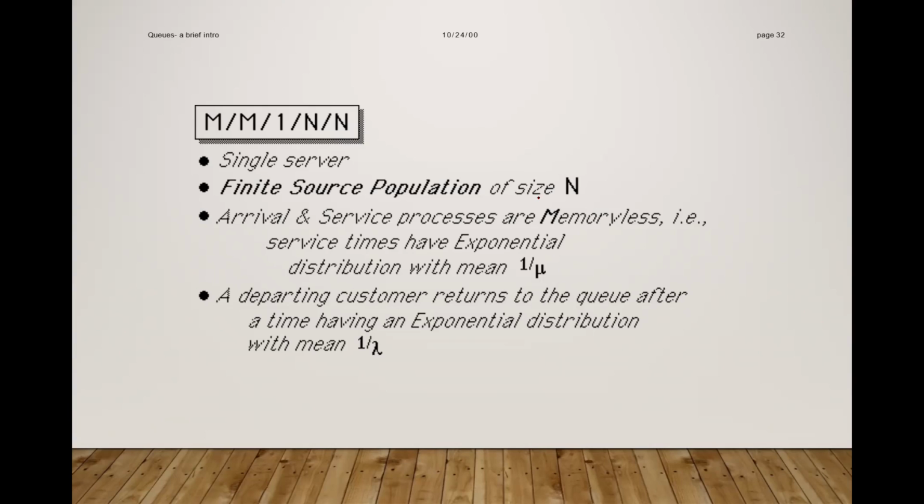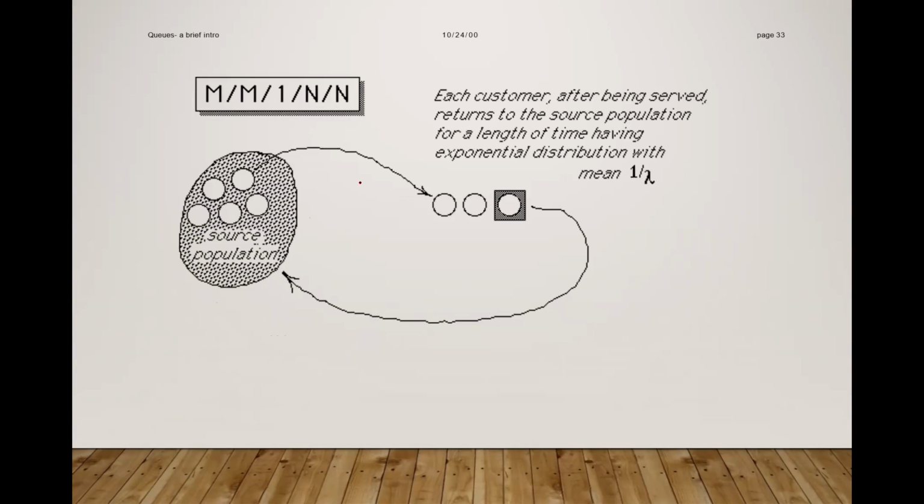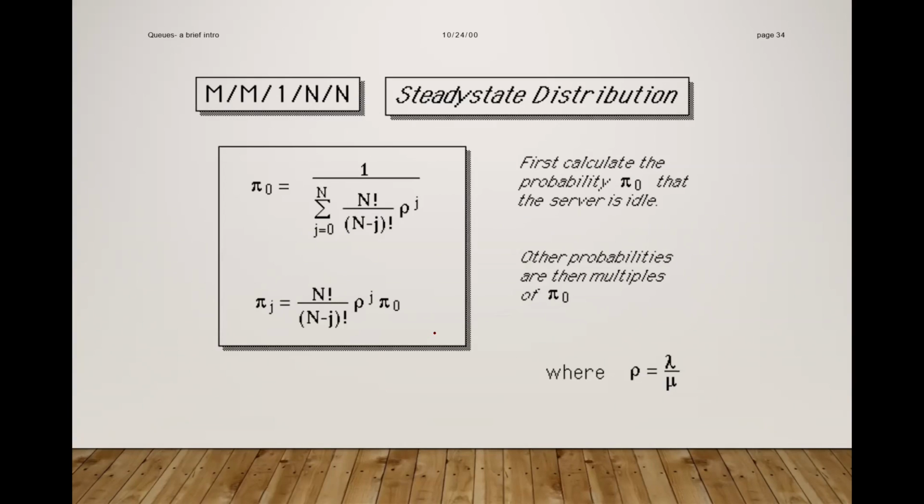Okay? So same thing, exponential pa rin. So 1 over mu ang mean, 1 over lambda ang mean. So ito lang yung illustration, no? So each customer after being served returns to the population, having an exponential distribution. So babalik lang siya dyan. Pwede naman din dyan pumasok. Okay? So the steady state distribution is you calculate this way. Formula lang, other probabilities are then multiples of pi 0.